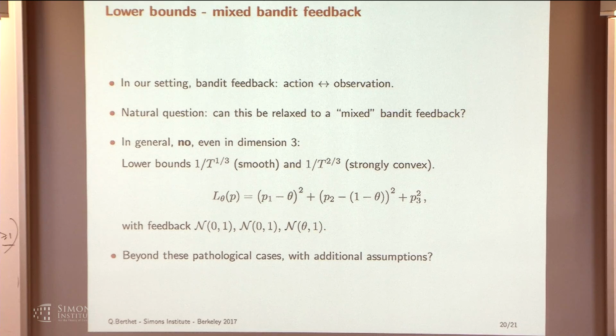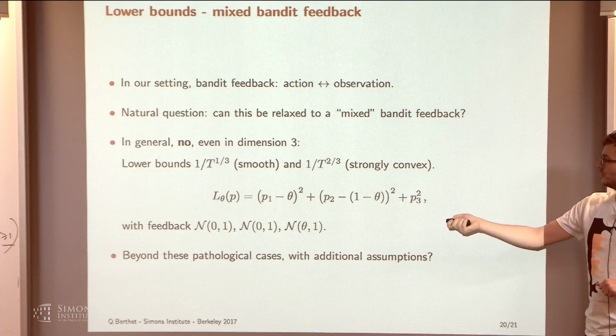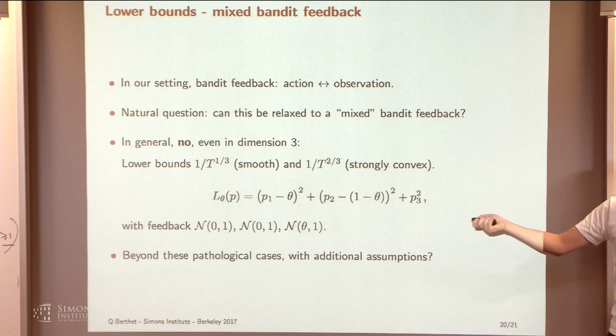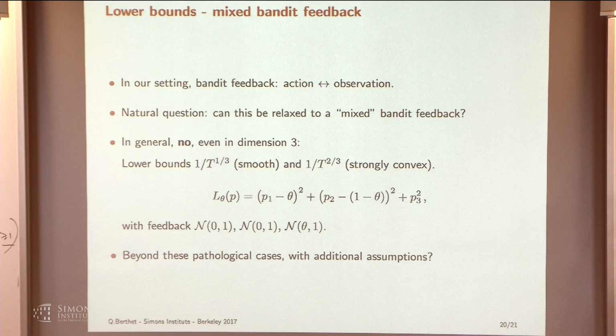The idea is that even for strongly convex functions, you can look at a function of this type where in order to optimize the first term, you need to know theta well. And the only way to get information about theta is to play the third action. And so in this case, very naturally, you can show that you get a lower bound of 1/t to the 2/3, which is much worse than t.